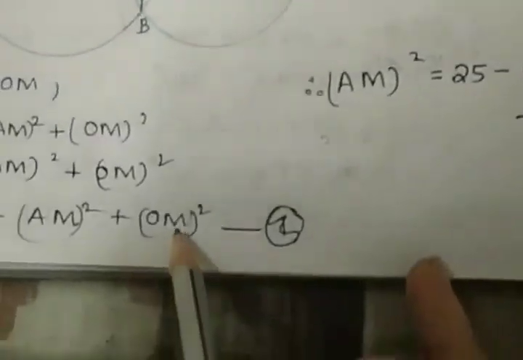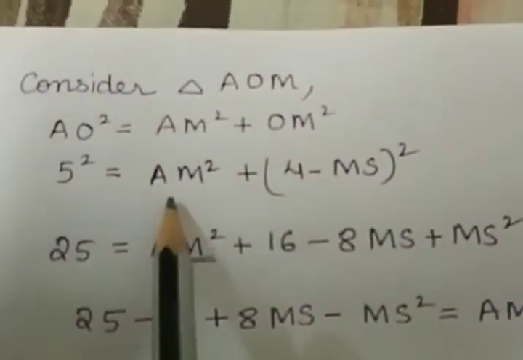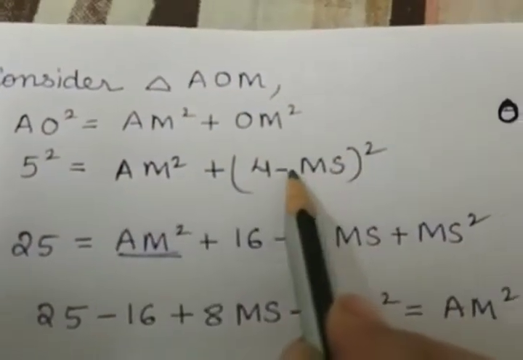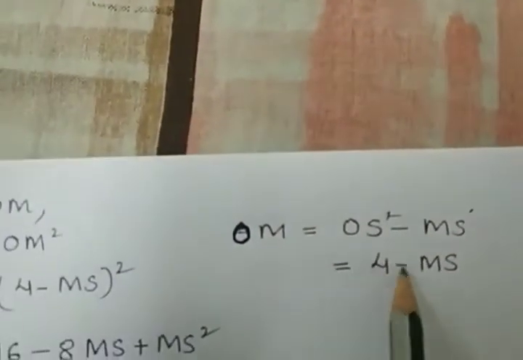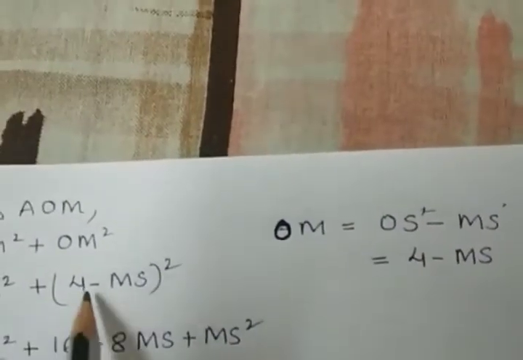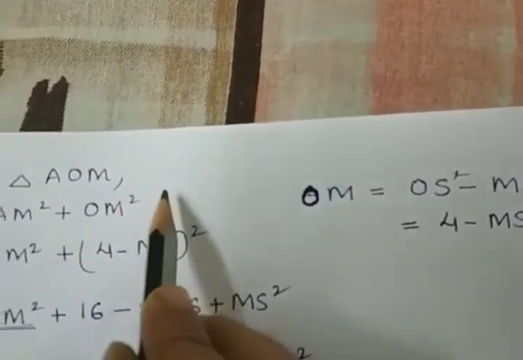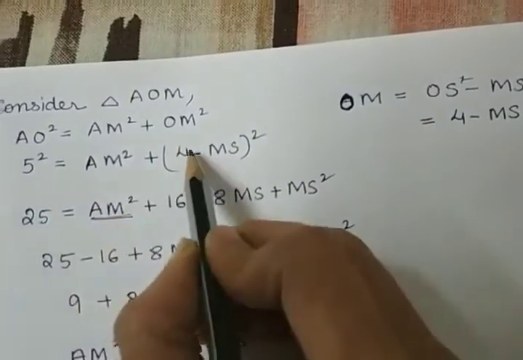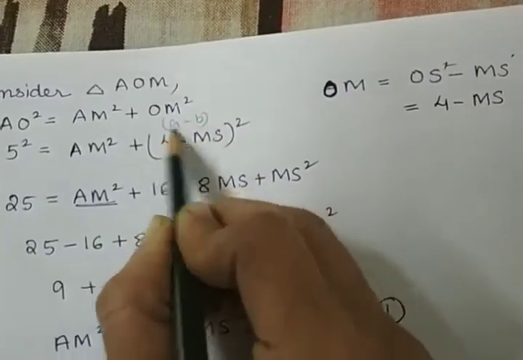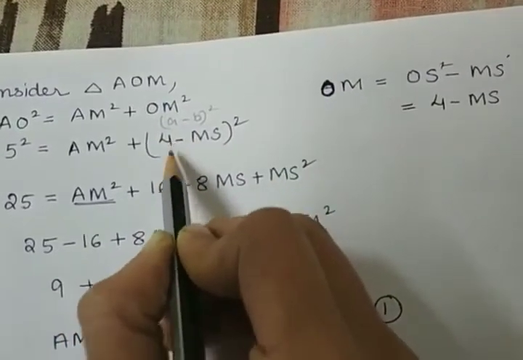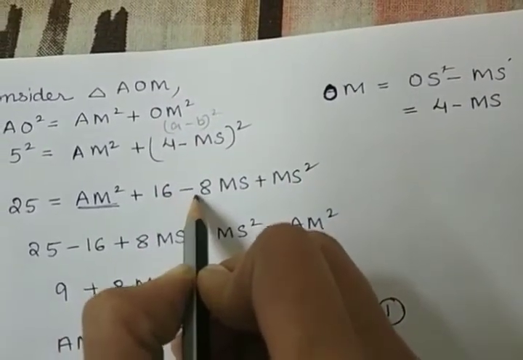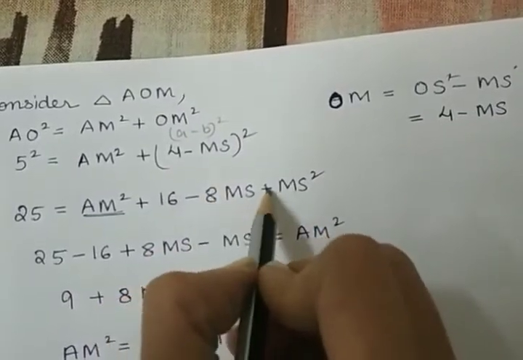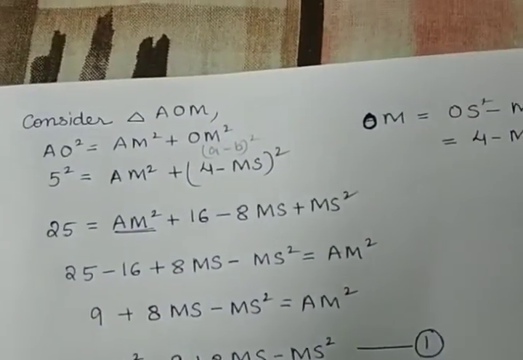So if I substitute for OM, I'll get 25 is equal to AM square plus, for OM I'm substituting 4 minus MS. So 4 minus MS the whole square. So I get 25 is equal to AM square. This is the a minus b the whole square formula. So 4 square is 16, 16 minus 8 MS plus MS square.